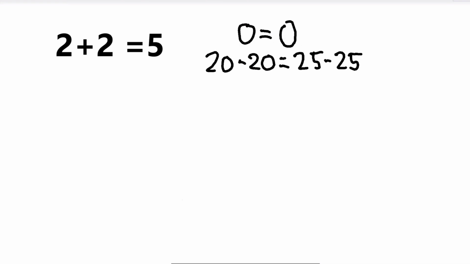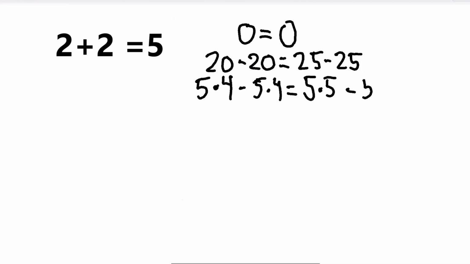Makes sense? And now, I'm going to be breaking apart these numbers. So instead of 20, I'm going to write 5 times 4 minus 5 times 4 is equal to 5 times 5, which is 25, minus 5 times 5. Okay, makes sense? I just broke down these numbers a little.